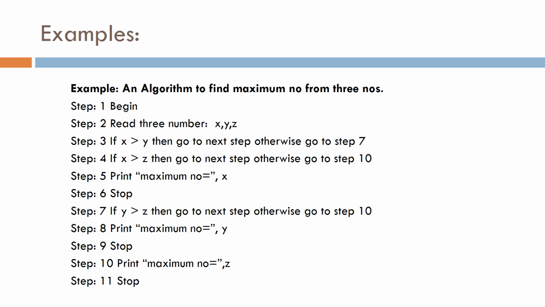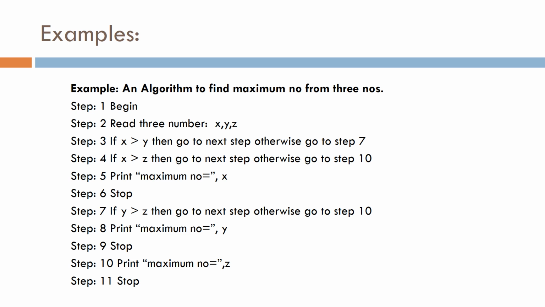So in step number 2 we are reading the 3 numbers from the user, and as I said, these are x, y and z. So x comma y comma z. In step number 3 we are checking the first condition of x greater than y.